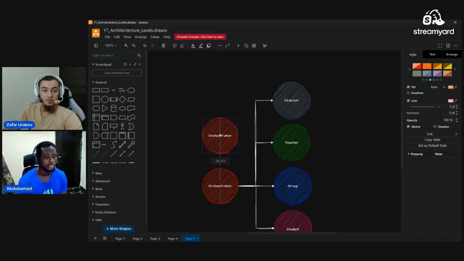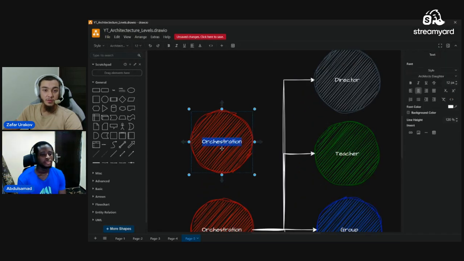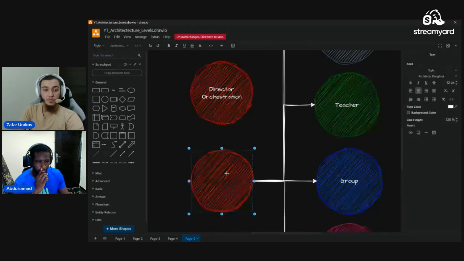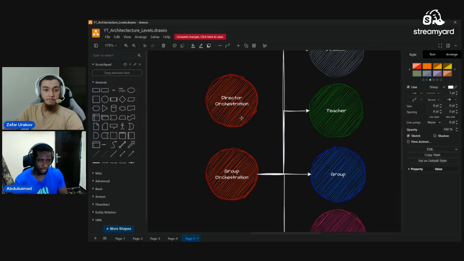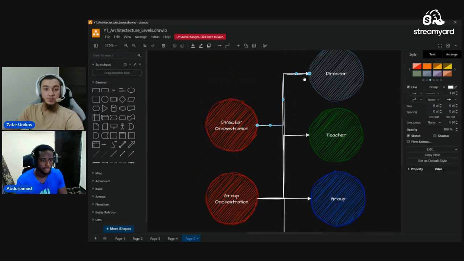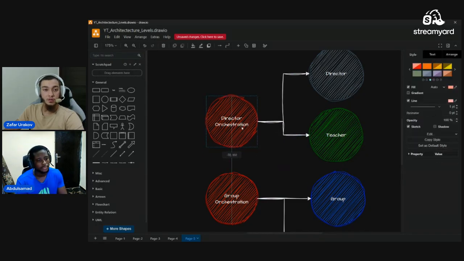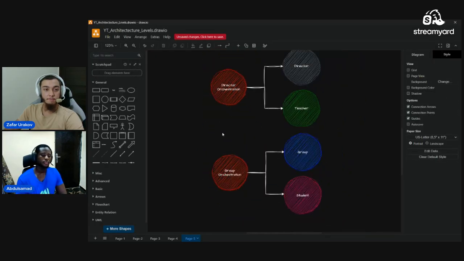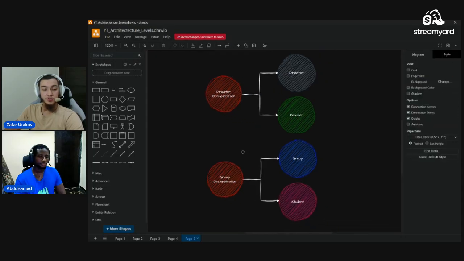So it's basically going to be something like, let me call this director orchestration, and this one is group orchestration. The director orchestration is basically going to talk to the director and the teacher, and the group orchestration to the group and the student. Okay, yeah, this looks good.